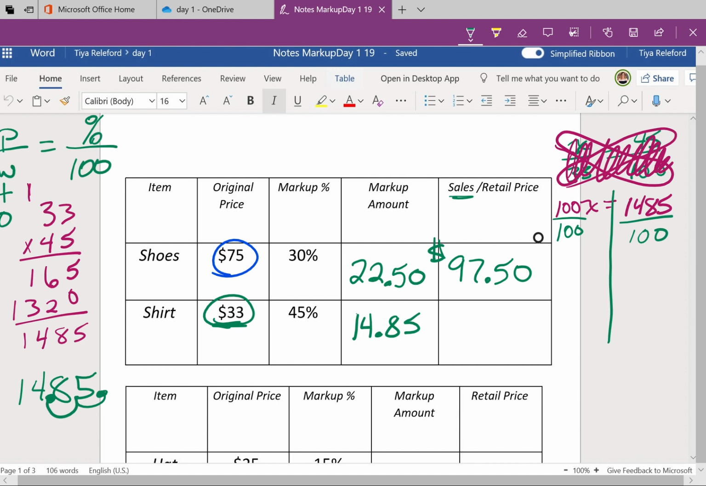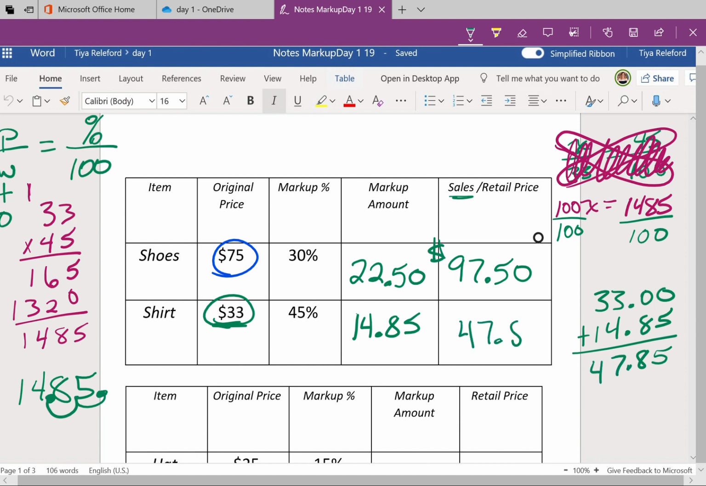So what is the total price then? If it's markup, your price should be going up. So $33 plus $14.85. Not too bad.